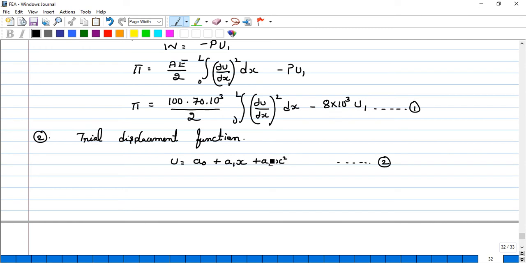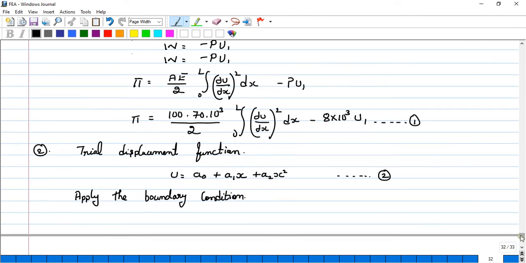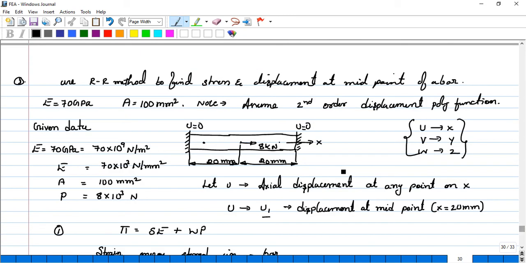Now we need to apply the boundary condition. So I will let you know how to do that. Before that, let me copy the sketch. This is very much important to apply the boundary condition. So I will just copy this particular sketch.